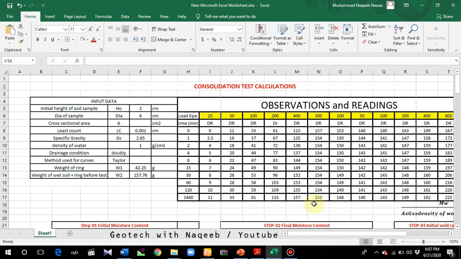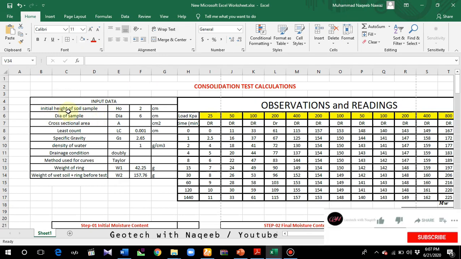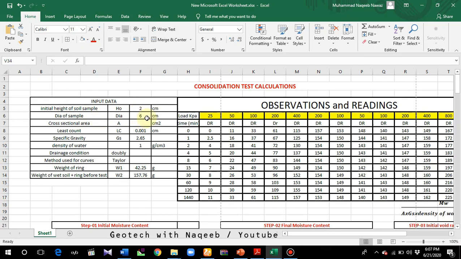So let's start the process or Excel sheet formation. So here is the input data. You will have to find out the initial height of the soil sample, that is 2 centimeter. In my case, the ring's height is basically 2 centimeter and the sample is 6 centimeter. It will vary as per your apparatus, so you will have to deal with it carefully.